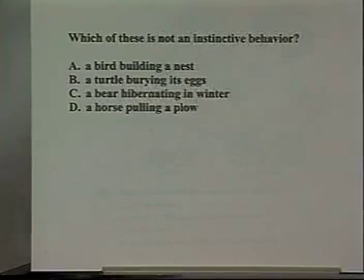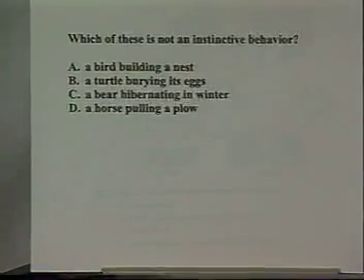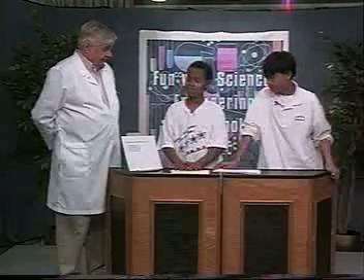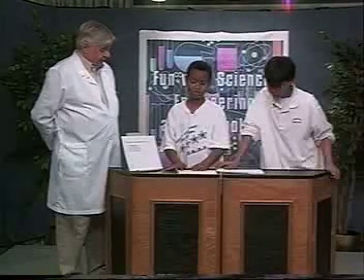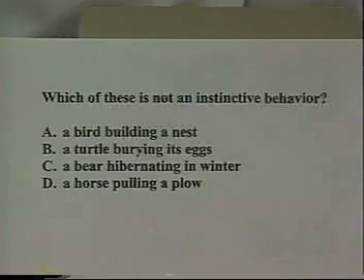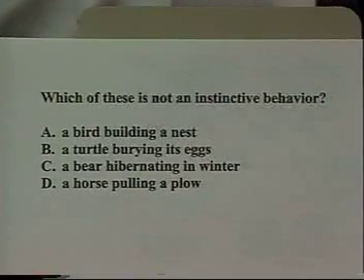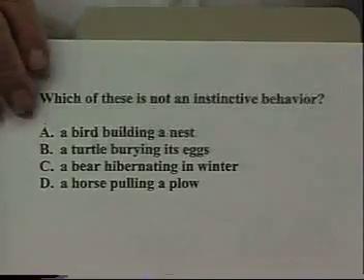Why do you say it's D? Because you have to teach a horse to pull a plow. Horses don't plow fields all by themselves. You have to teach them to do that, right? We don't have to teach birds to build a nest, or turtles to bury their eggs, or bears to hibernate. But if we want horses to plow a field, we have to teach them.